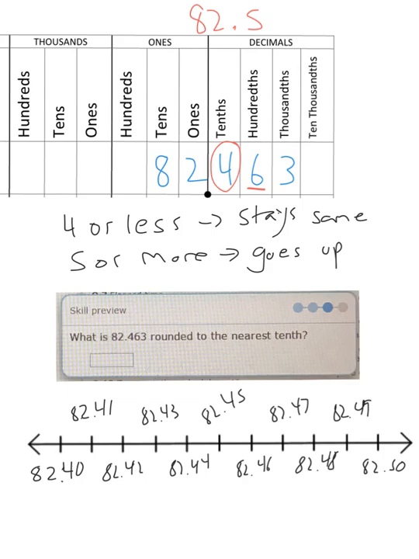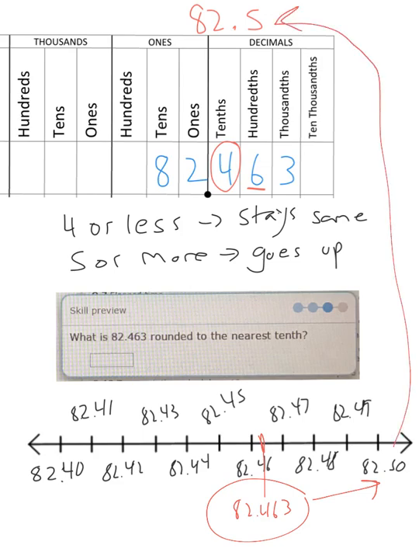Down here, when we think about it, we're looking again between 4 tenths and 5 tenths. So I've written it in, 82 and 40 hundredths, 82 and 41 hundredths, 42 hundredths, 43, 44, 45, 46, 47, 48, 49, 50. We have 82 and 46, so we're in here somewhere. 82.463, which is clearly physically closer to 82 and 5 tenths, or 82 and 50 hundredths, which is what we said there. So our answer, 82.5.